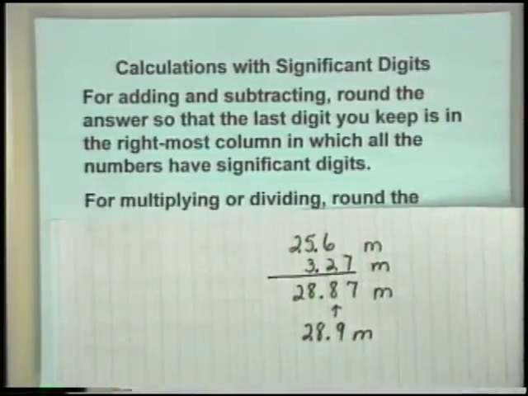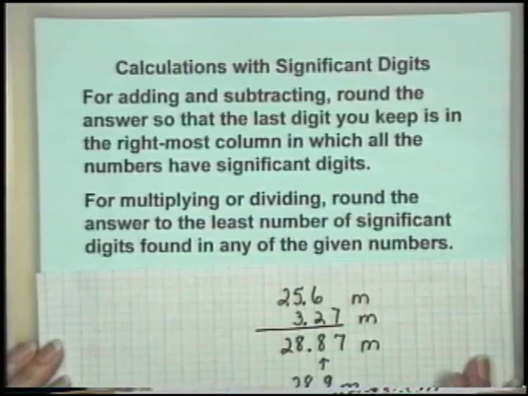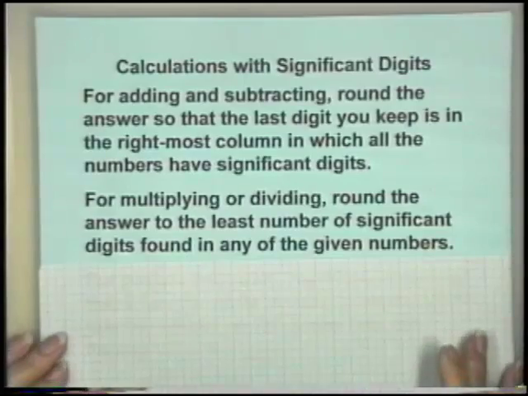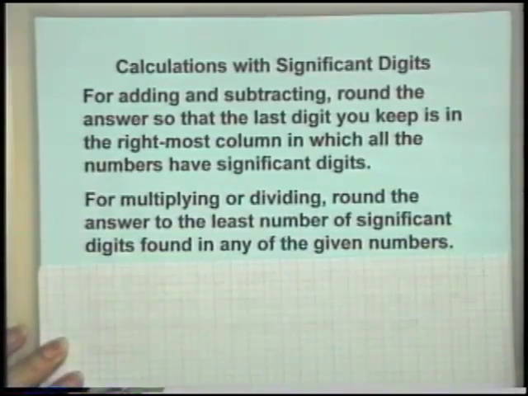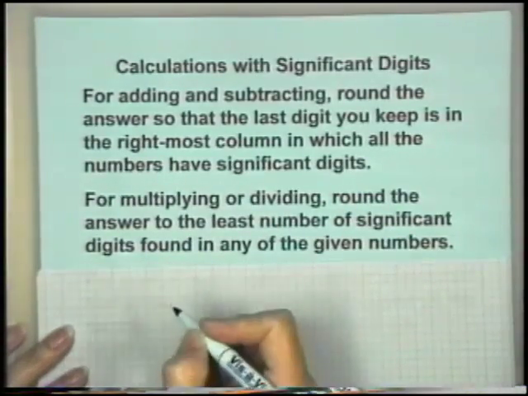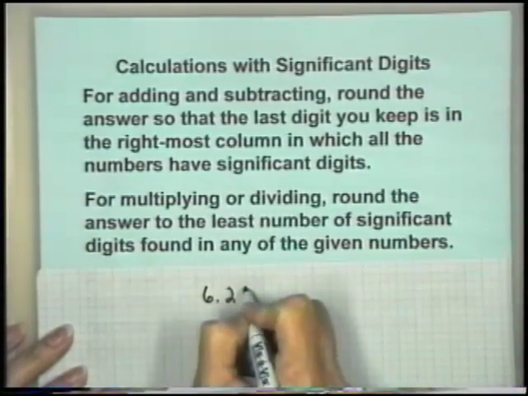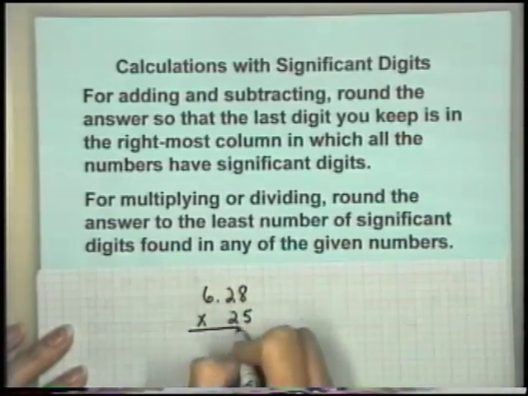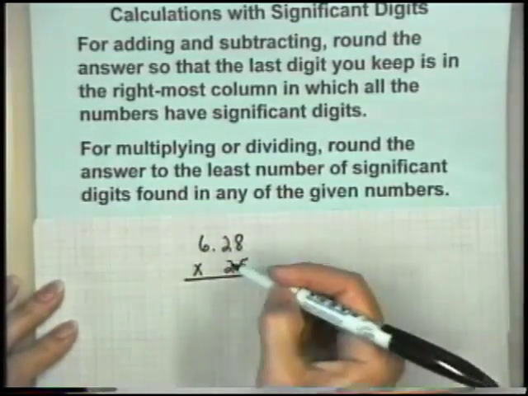Now let's look at the rule for multiplying and dividing. For multiplying or dividing, round the answer to the least number of significant digits found in any of the given numbers. So suppose that I wanted to multiply 6.28 times 25. Well, we'll just do the multiplication as regular.